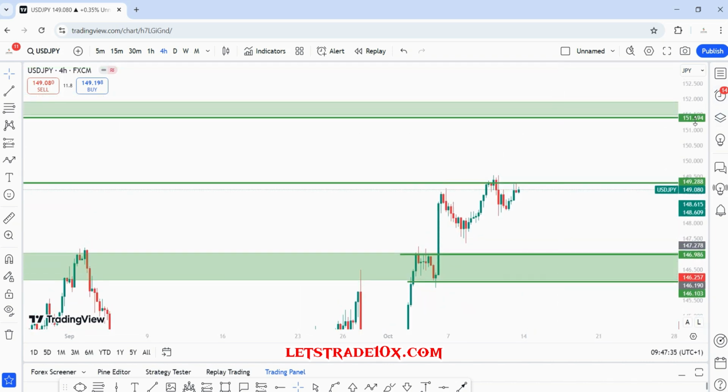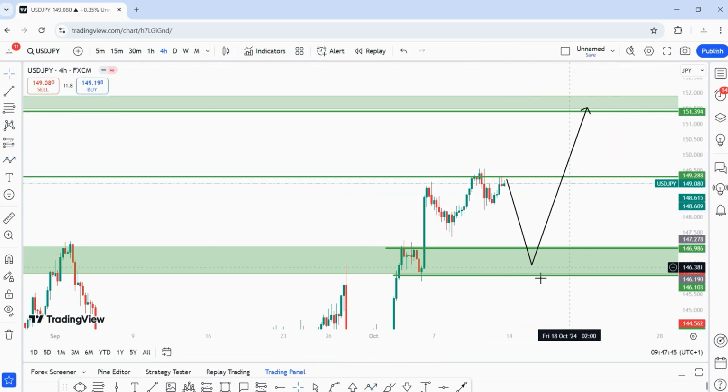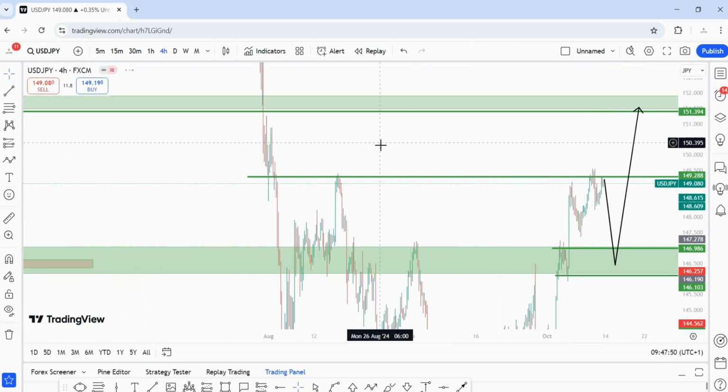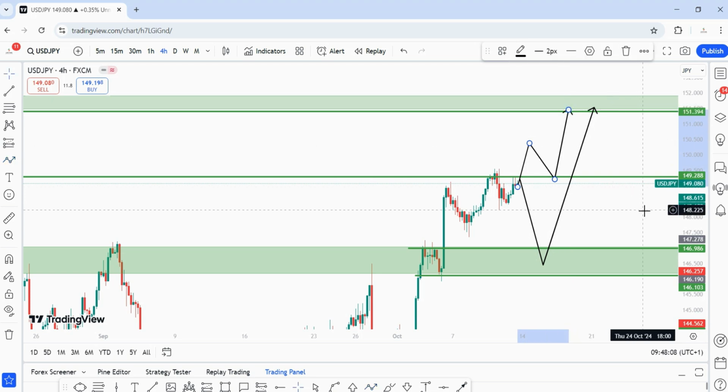Remember our overall target is 151.394 from last week's analysis. So if that pullback actually happens, right, then we can now buy from this lower point into 151.394. But if price continues higher next week, right, and breaks significantly, emphasis on significantly, above 149.288, then you can catch it on the pullback on a much lower time frame, win or lose, and then buy into 151.394. Just make sure your risk management is on point.